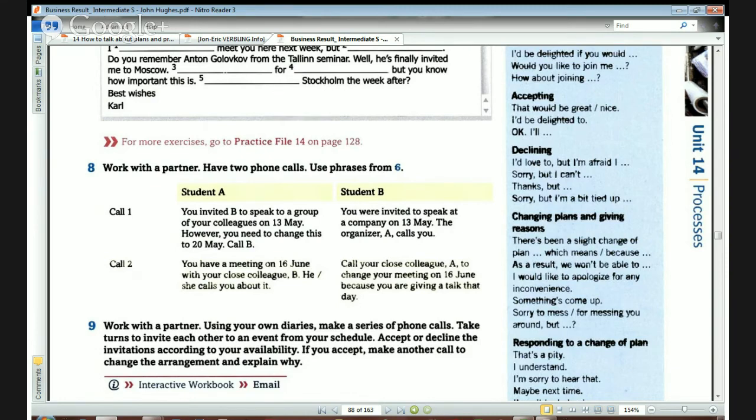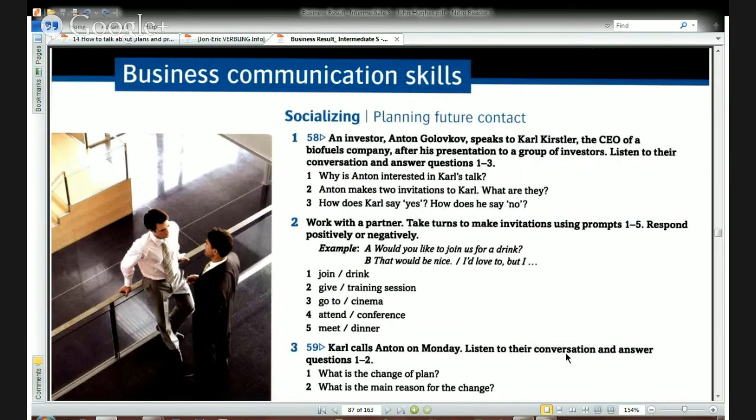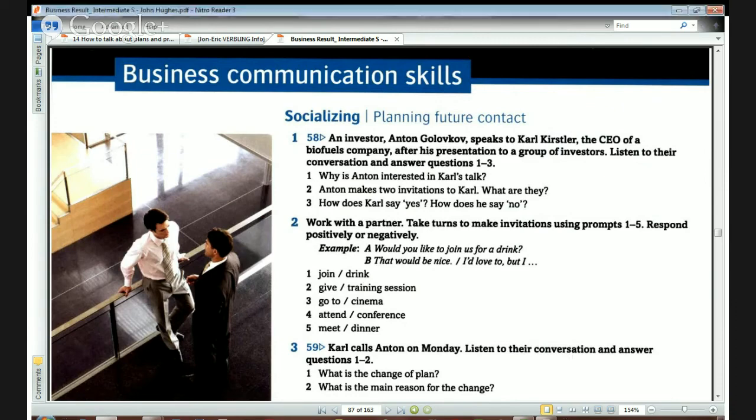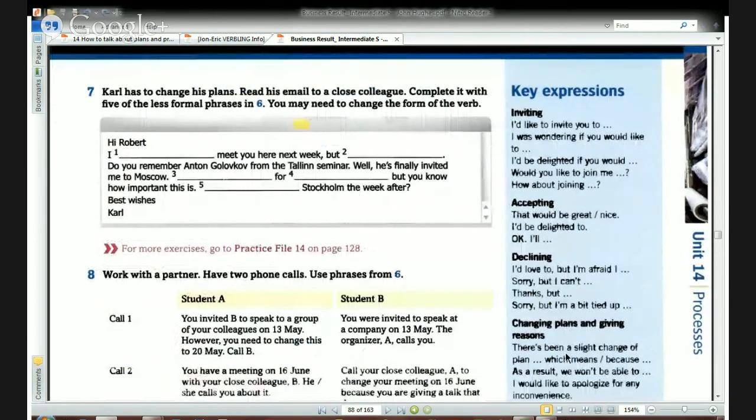Number 4. So Anton and Ahmed. Anton, you're the one inviting Ahmed. And number 4, attend conference. Okay? Number 4, attend conference. And here are your key expressions. Here they are. Would you like to go for it?